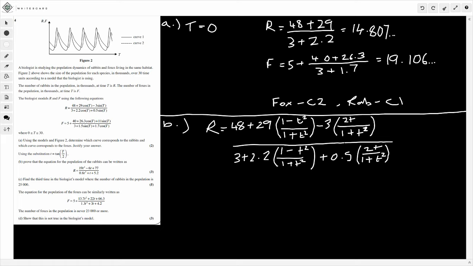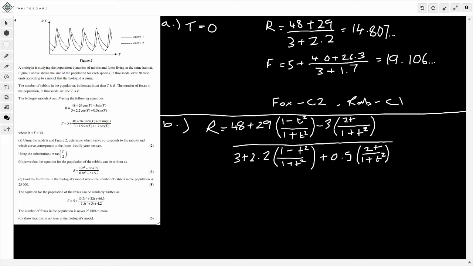So then the substitutions are put in. Now we need to cancel and simplify the expressions here. The easiest way to do this is to multiply through by the denominators in these parts here. Notice my numerator would become 48 times 1 plus t squared plus 29 times 1 minus t squared, because this denominator is going to cancel if you times it by 1 plus t squared, minus 3 times 2t, because again we're timesing it by 1 plus t squared.